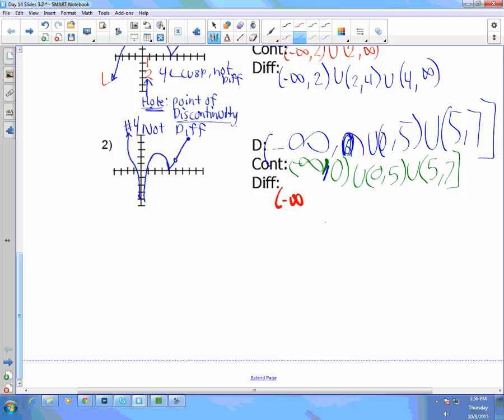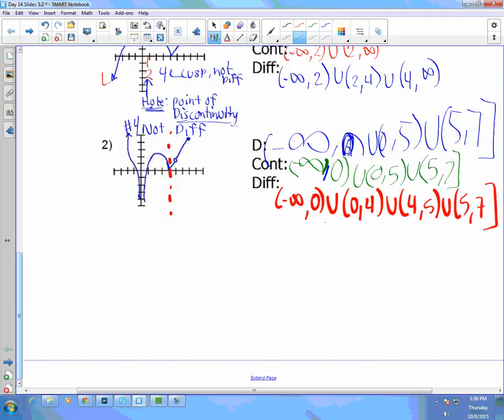Okay, negative infinity to 0. We have a change here. Why is 4 important? It's a cusp. I'm just talking about the cusp. Good. It doesn't affect the continuity, right? But it does affect differentiability. Union 4 to 5, union 5 to 7 bracket. Okay? Good. Okay, let's stop there with 2.2.